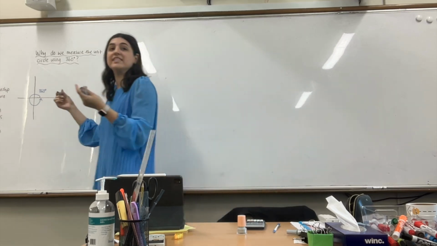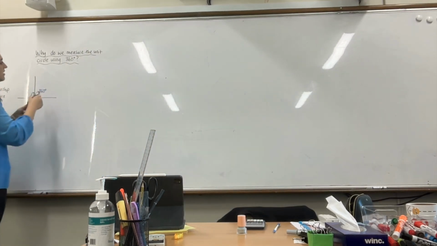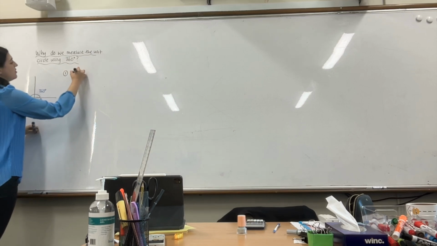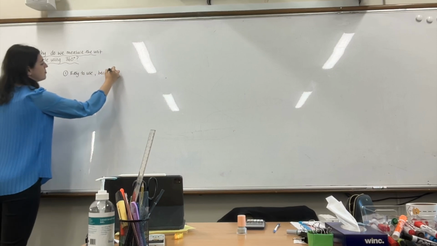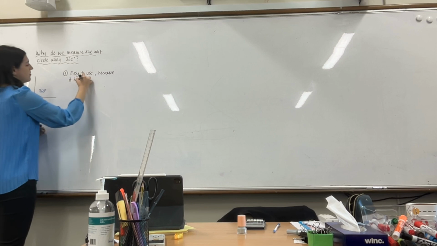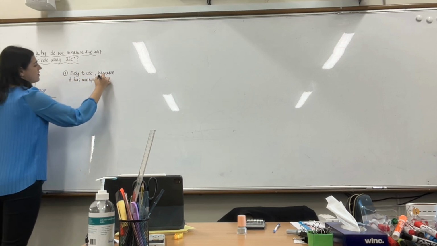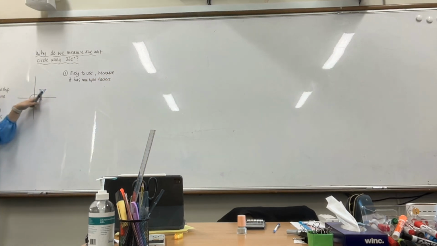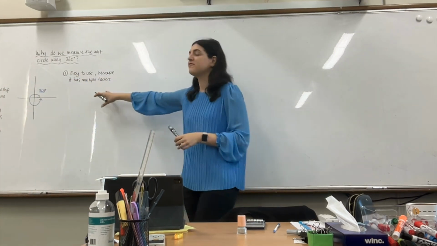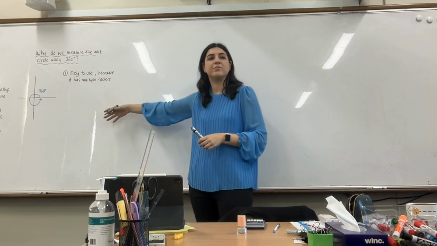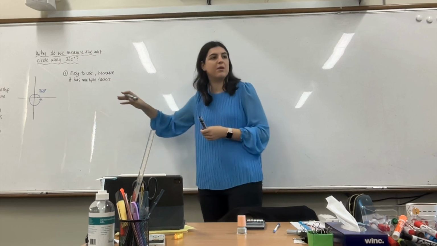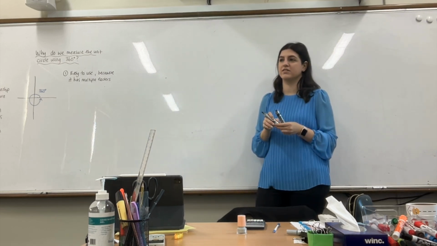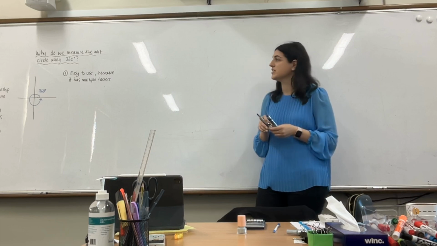So the first reason is that it's easy to use, because it has multiple factors. I can break up 360: there's 2, there's 3, there's 6, all these different factors of 360 degrees. So if I'm a mathematician working through different angles, 360 is really easy for me to break this particular unit circle up into different parts. So that's how it first started.